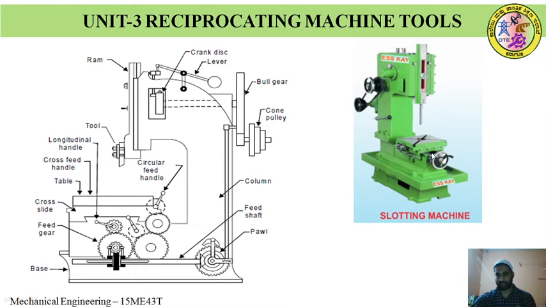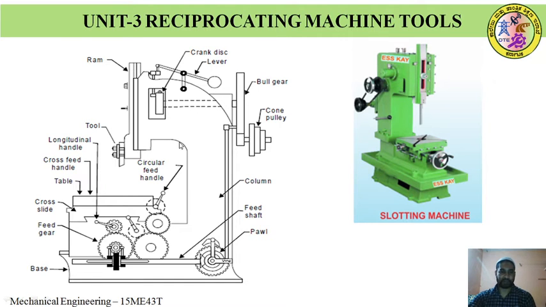The workpiece is held stationary. The table is usually round, power driven or hand driven. It can be given longitudinal and cross feed, like this movement and this movement, by means of this hand wheel, or it may be power driven. The rotation of the table is also possible.